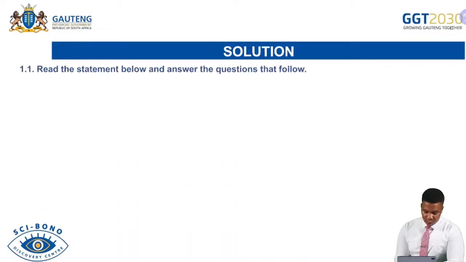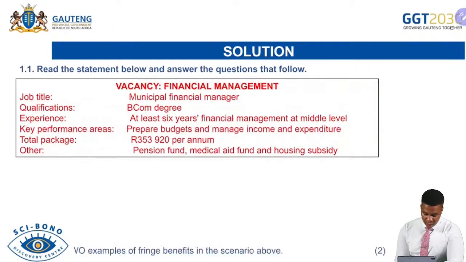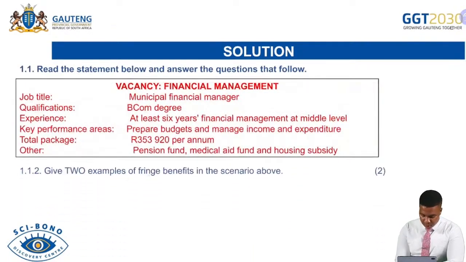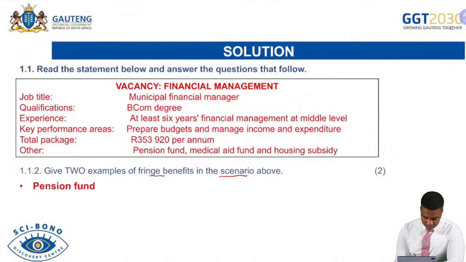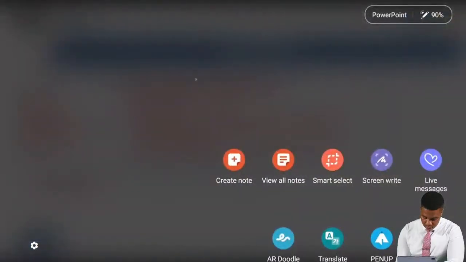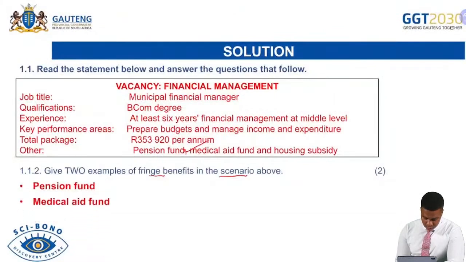Then question two, you need the scenario again, because it says give two examples of fringe benefit in the scenario. Hence I'm bringing the scenario again. So two examples, what are the two examples there? We have what? Pension fund. Yes, it's from the scenario. Two is the medical aid, also from the scenario. And we have the housing subsidy, which is also from the scenario. So that's how you get your 2 marks.